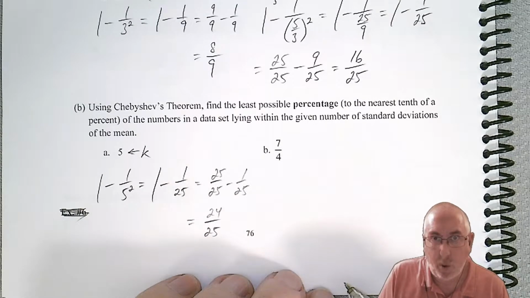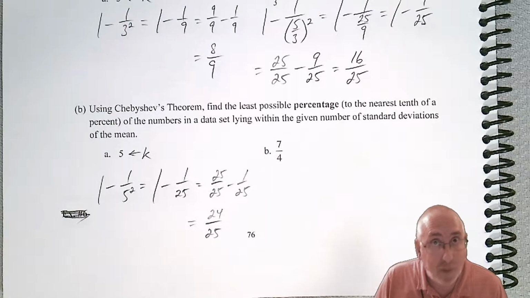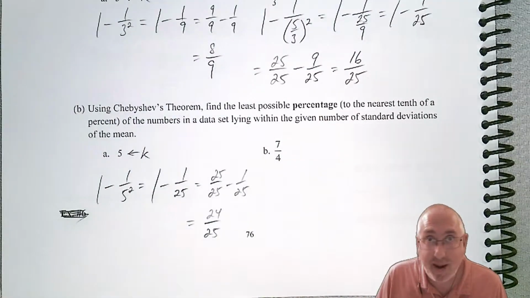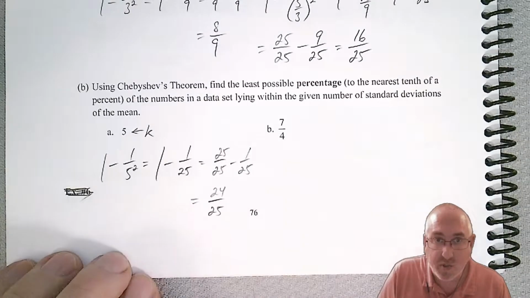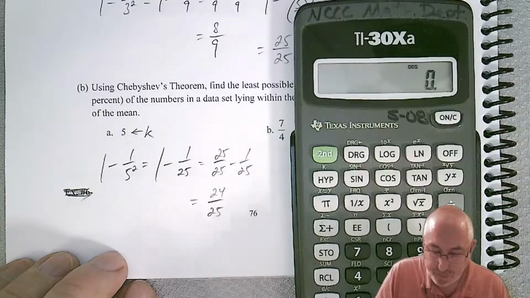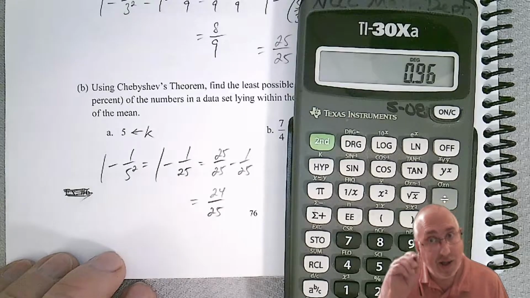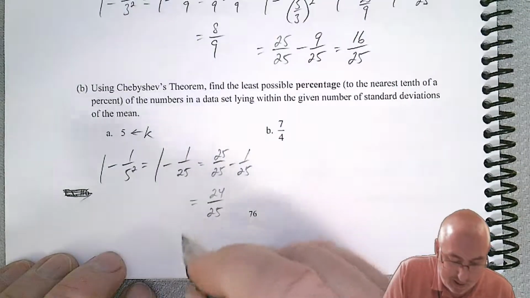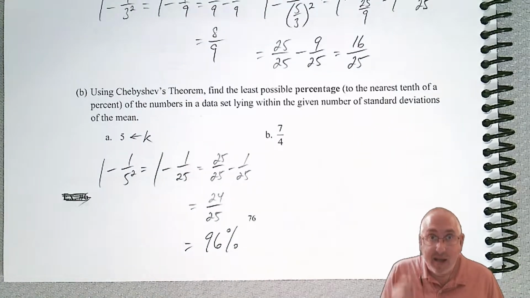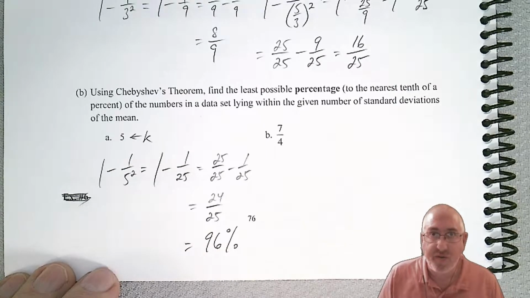Let's try 7/4. Now, I've already made a mistake, and you've probably caught it, right? The key word was percentage. I'm not done yet. I should have kept going with this problem. So let's do it real quick on the calculator. 24 divided by 25 is 0.96. Move that decimal point 2 spots. So this is actually 96%. So at least 96% of the data should be within 5 standard deviations of the mean.